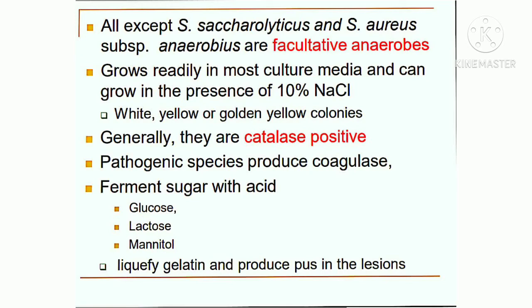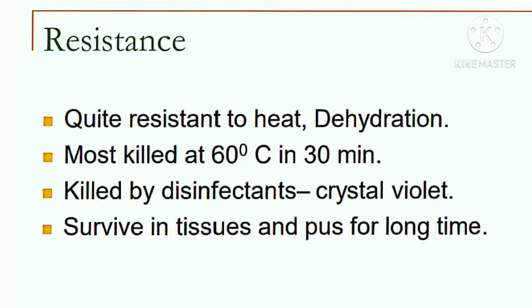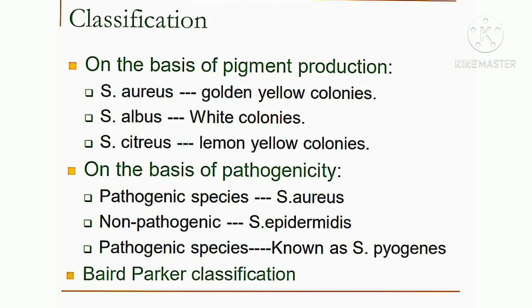They are generally catalase positive and produce coagulase, which increases their pathogenicity, and they ferment sugars like glucose, lactose, and mannitol with acid production, produce pus in the lesions, and liquefy gelatin. These bacteria show resistance to heat and dehydration and are mostly killed at 60 degrees Celsius in 30 minutes. They are also killed by disinfectants like crystal violet and survive in tissue and pus for a long time. These bacteria are classified on the basis of pigment production and pathogenicity.